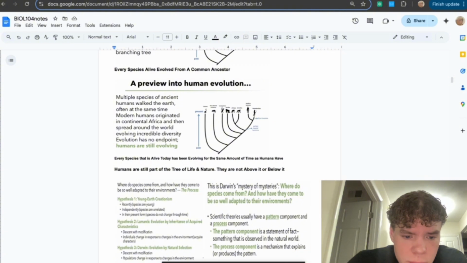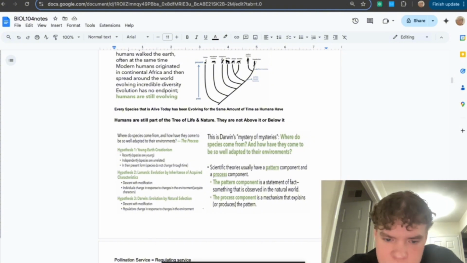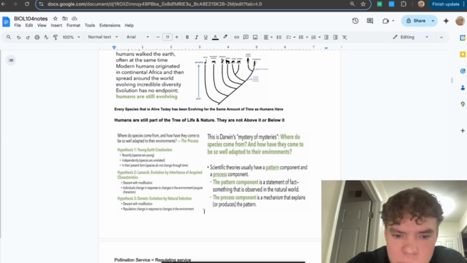What are these different hypotheses for how the world was created? So we have young Earth creationism, which is that God created the world. Hypothesis two is Lamarck's hypothesis, that individuals adapted to change, which is not true. If I'm short, I can't just decide to grow taller in my life because I need to be taller for my job. That's not how it works. Hypothesis three is Darwinian evolution, which is one that everyone should learn about in middle school. And that's kind of what we learn about in this class specifically.